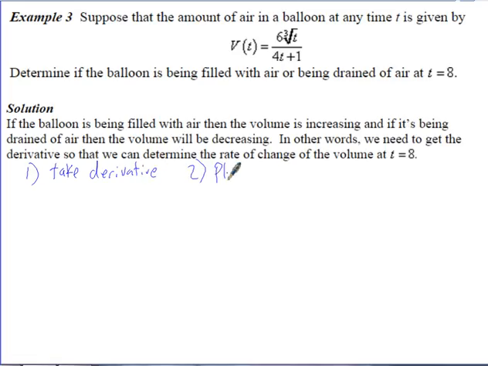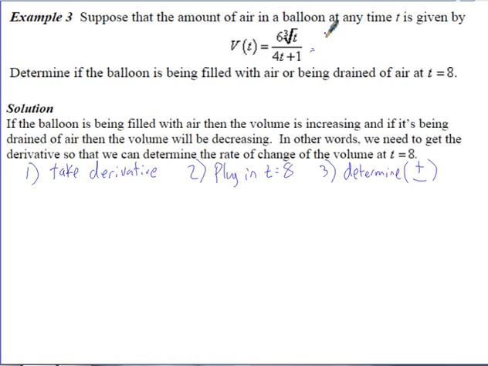Plug in 8. And then determine positive or negative. That's it. Okay? Determine positive or negative. So, can I take this derivative? That's the question. Can I take this derivative? So, the way it's written, is there an issue?